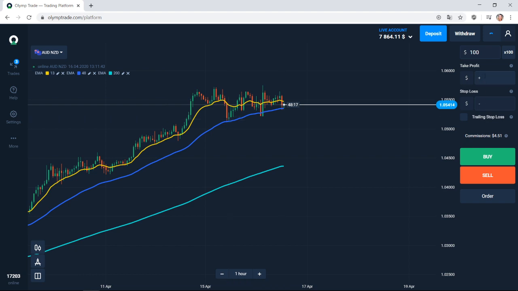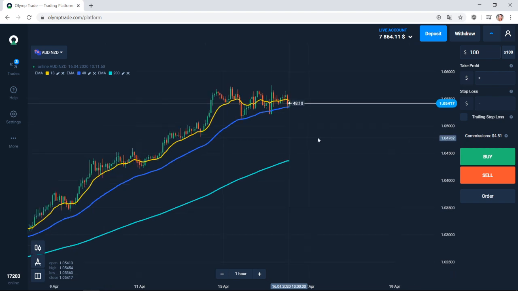So don't forget to use the take profit. And of course, I will definitely show you how to use this in just a few minutes. The next option for closing the trade is called stop loss. That's right below the take profit.